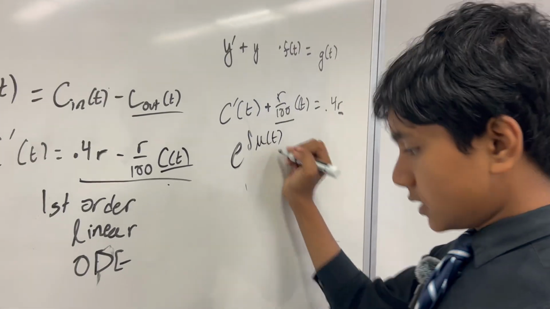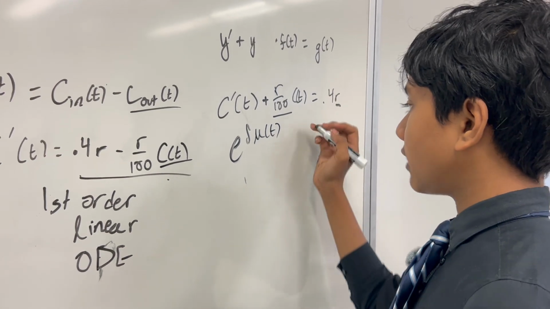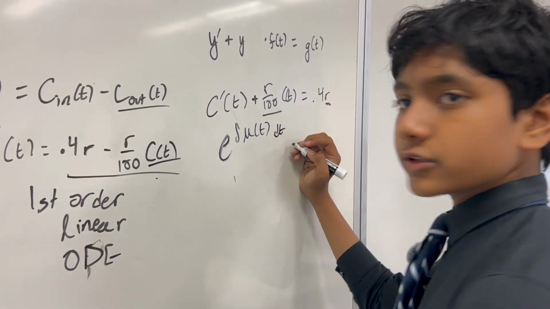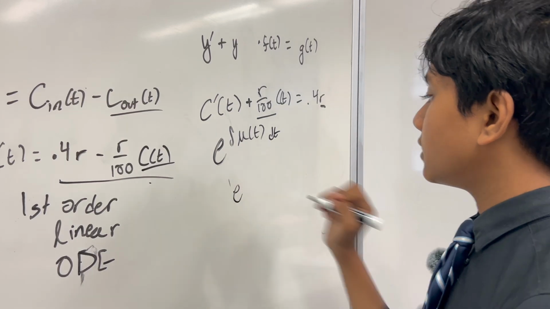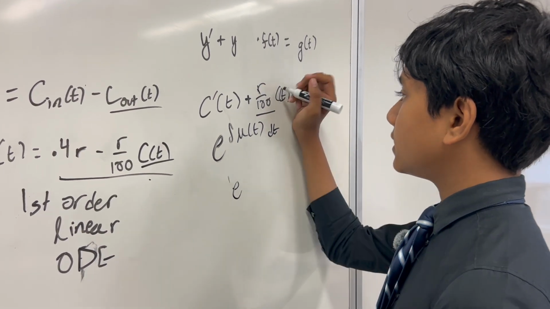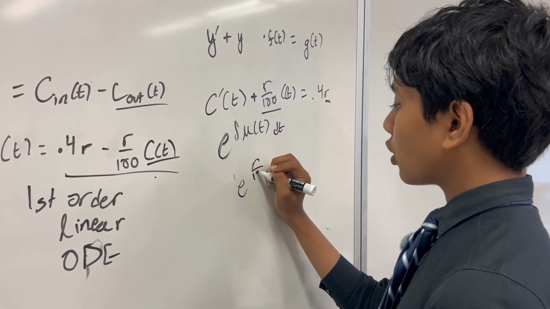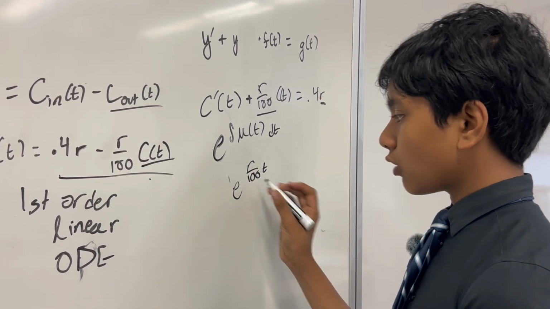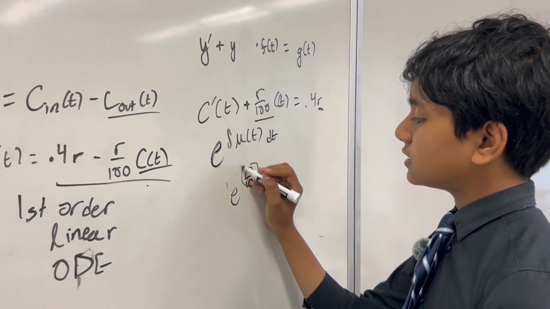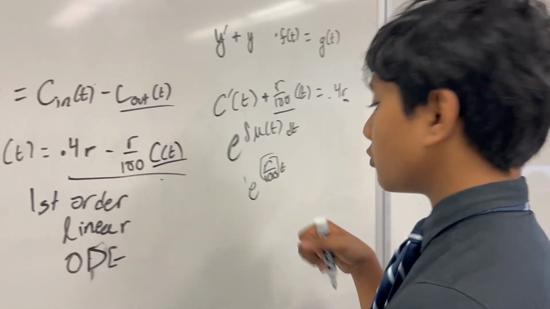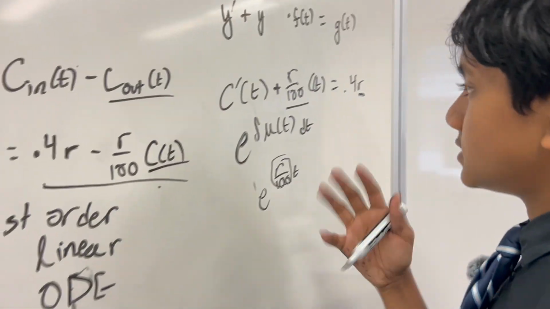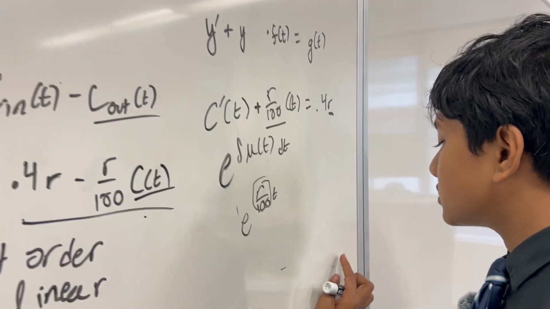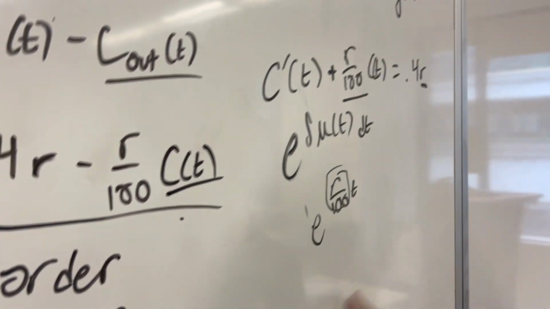First of all, let's find the integrating factor. So we get e to the integral of mu of t dt, so we get e to the Rt over 100, or R over 100 t. Remember, this is still a constant, or an initial condition. You can just change it around, but it doesn't depend on the time that's passed.